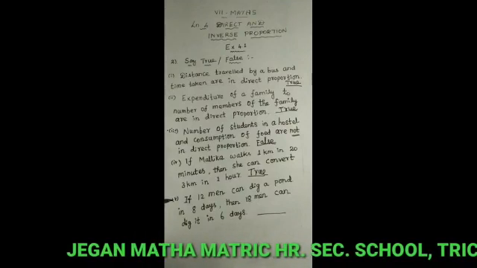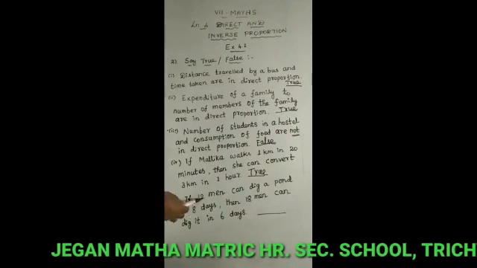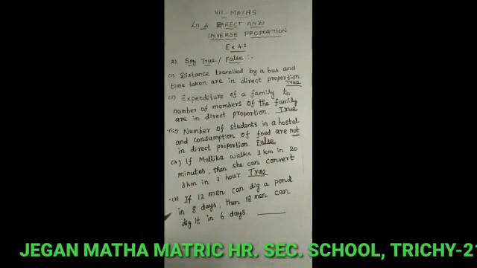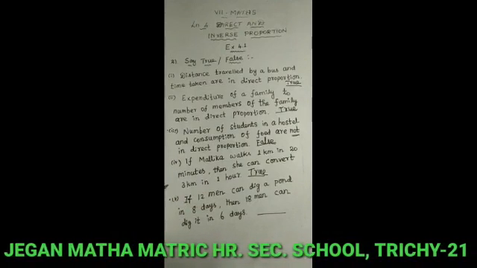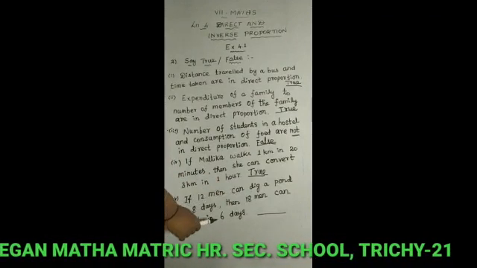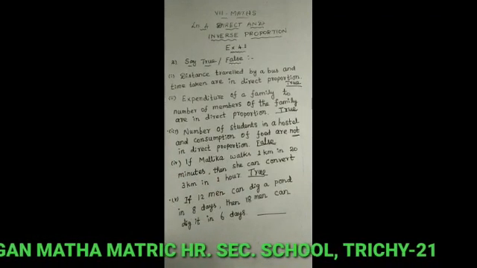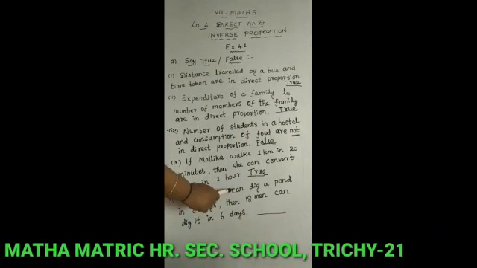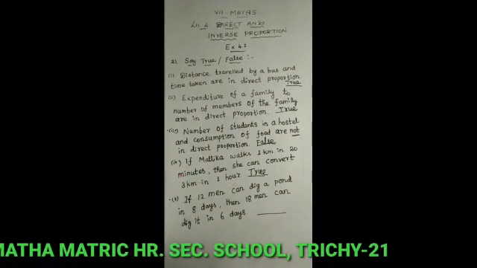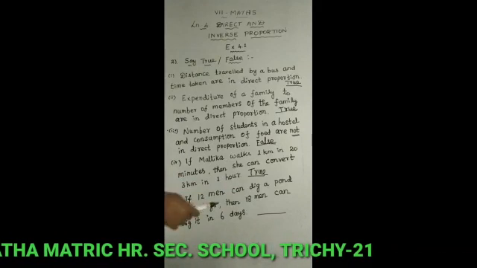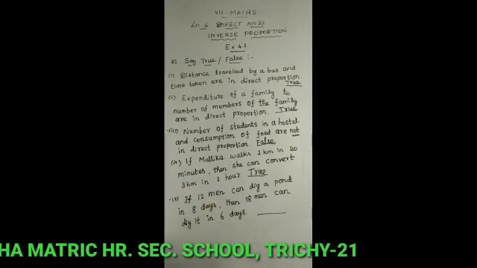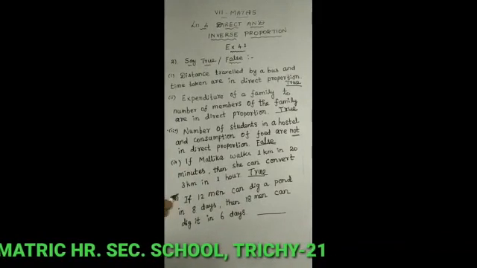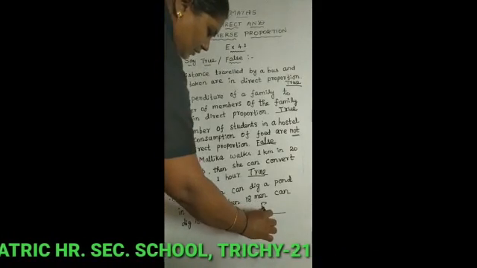In the fifth one, if 12 men can dig a pond in 8 days, then 18 men can dig it in 6 days. See the given statement. 12 men dig the pond in 8 days, but 18 men can dig it in 6 days. This is a false statement. So the fifth one is false.